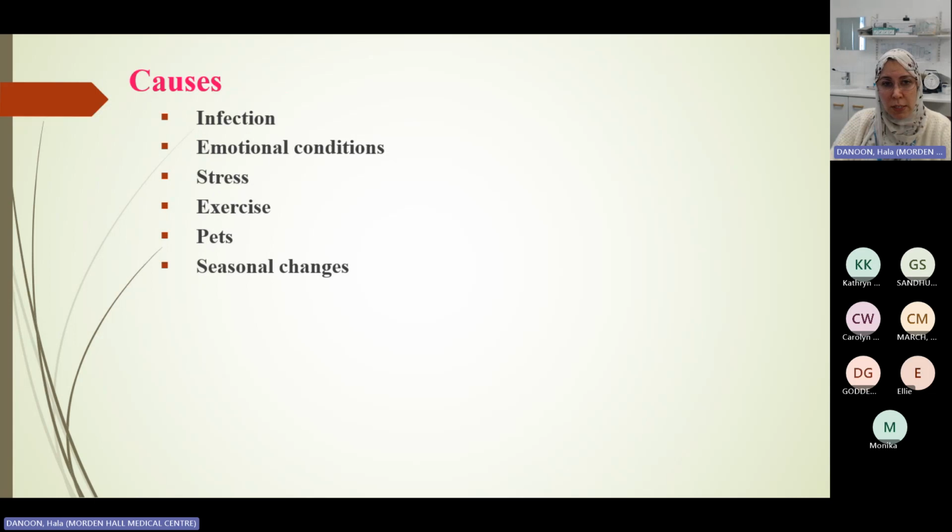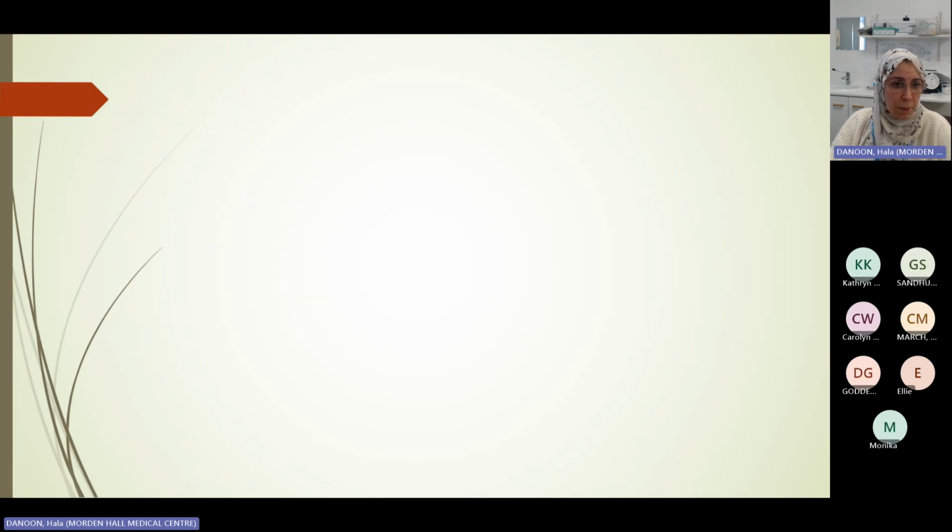Emotional conditions, so stress and anxiety: if a patient is already asthmatic and they also have anxiety or stress, that can increase inflammation and that increases the possibility of having an asthma exacerbation. Exercise is also a common factor, especially in children, where there's exercise-induced asthma. Pets, mainly with hair, because that can cause a trigger. Seasonal changes. Some drugs like aspirin and beta blockers can also cause exacerbation of asthma.